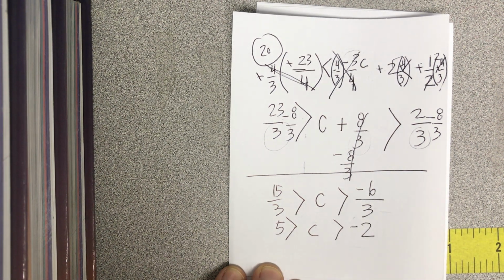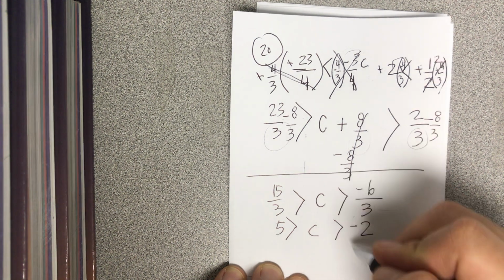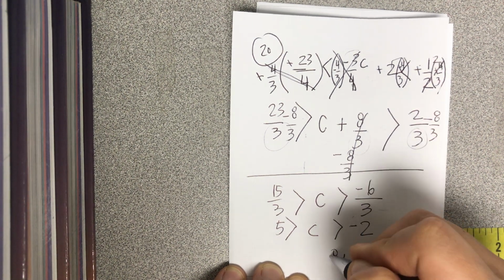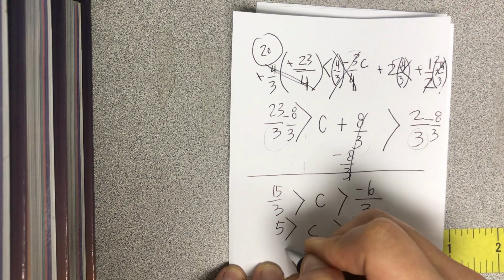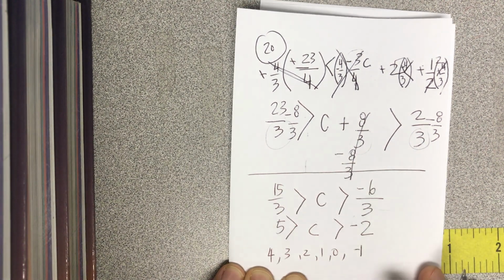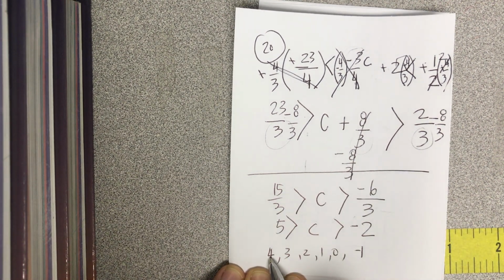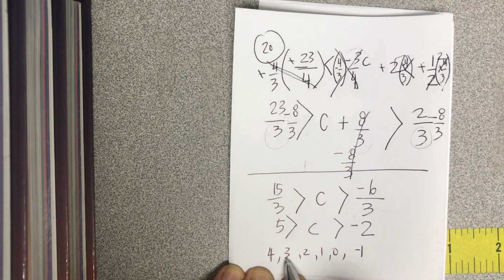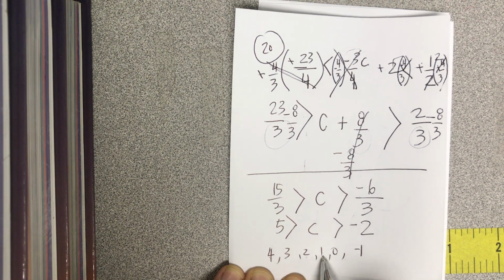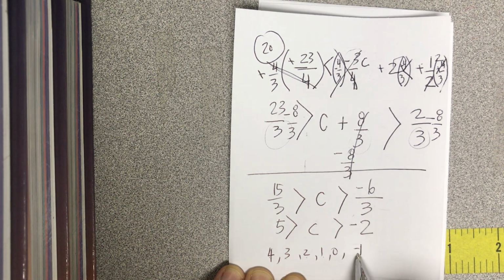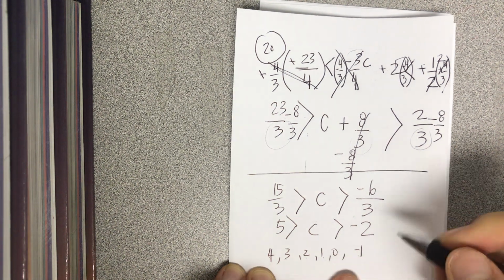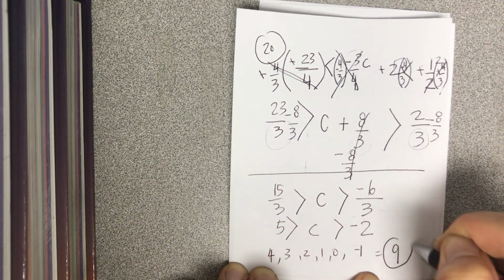So remember, c could be -1, 0, 1, 2, 3, and 4. And they want you to add this all up. So 4 plus 3 is 7. 7 plus 2 is 9. 9 plus 1 is 10. 10 minus 1 is 9. And that is your answer.